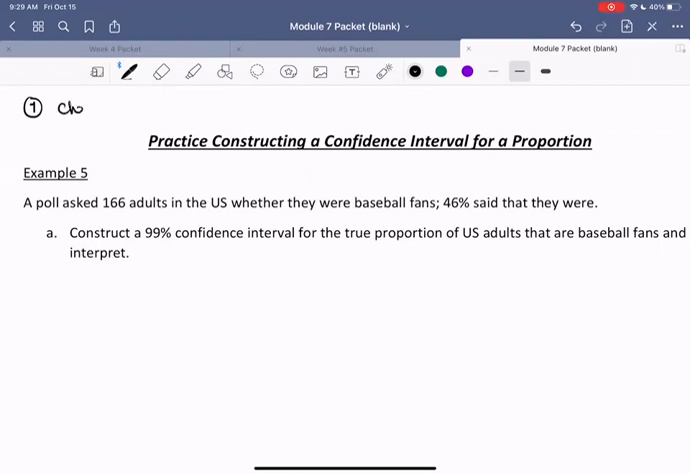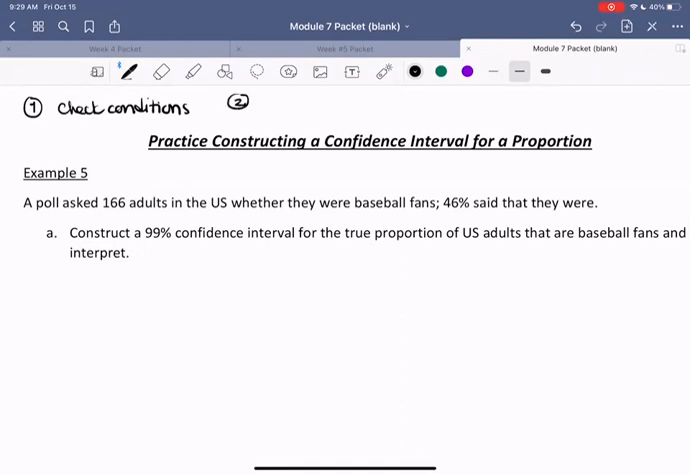So recall those conditions are that we have independence of our data, we have randomization of our sample, and we have a large enough sample size. And we'll look at that in more detail when we work through this example.